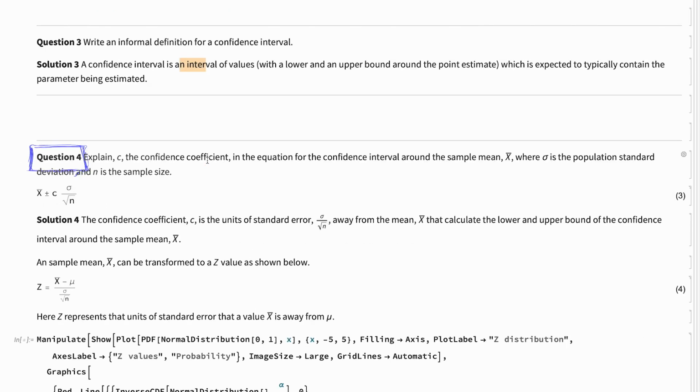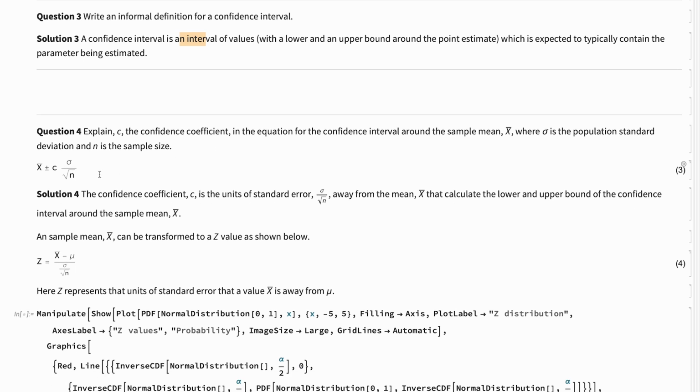Question number 4. Explain C, the confidence coefficient, in the equation for the confidence interval around the sample mean x bar, where sigma is the population standard deviation and n is the sample size. So there's our equation. It's x bar plus or minus C times the standard error. So I want to know what that C is. Now, just be careful. Not all textbooks describe that C as a confidence coefficient, but in our course, that's what we call a confidence coefficient.